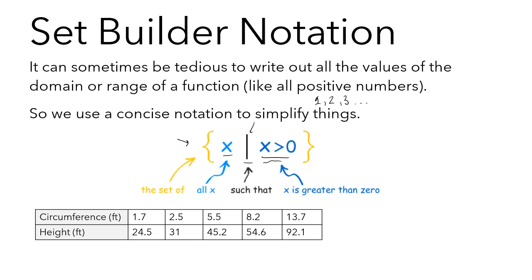So for our example, circumference and height, we would write it as the set of all c such that c is greater than 0 and c is less than 119. And same thing for height. So this would be the set of all heights such that the height is greater than 0 and less than 376.